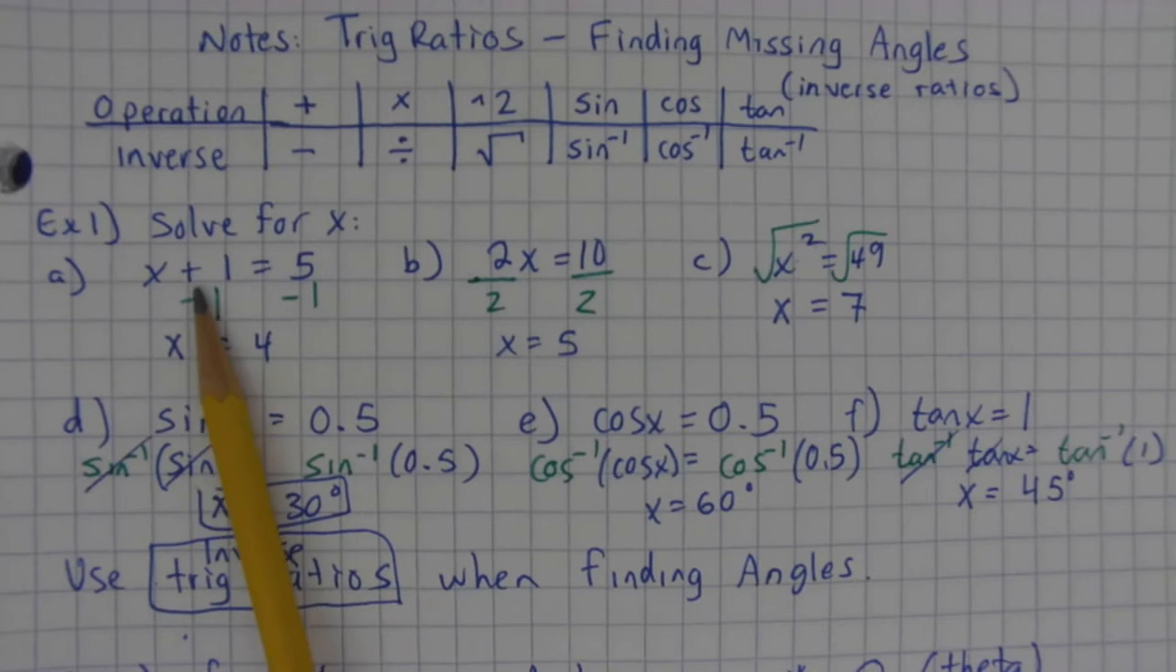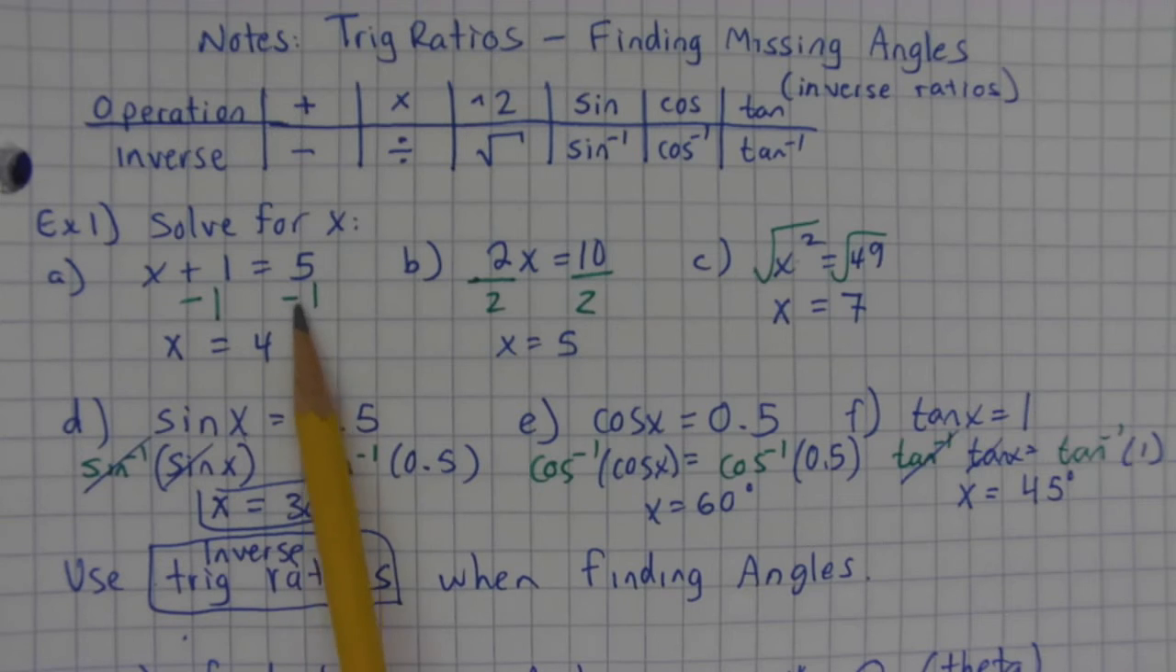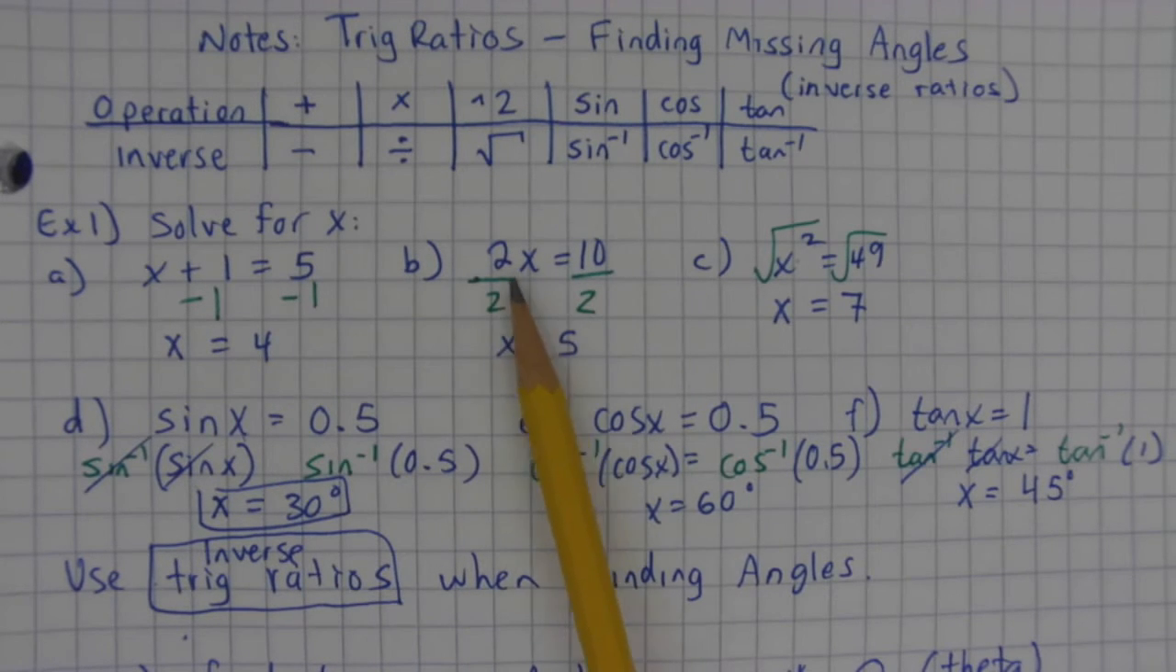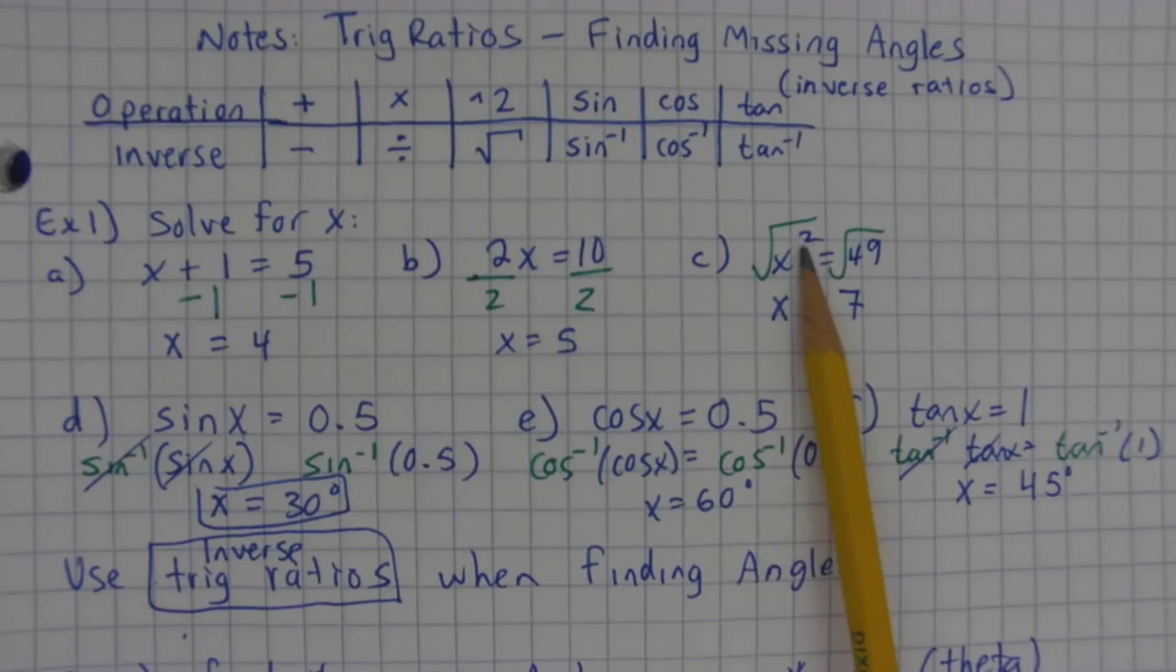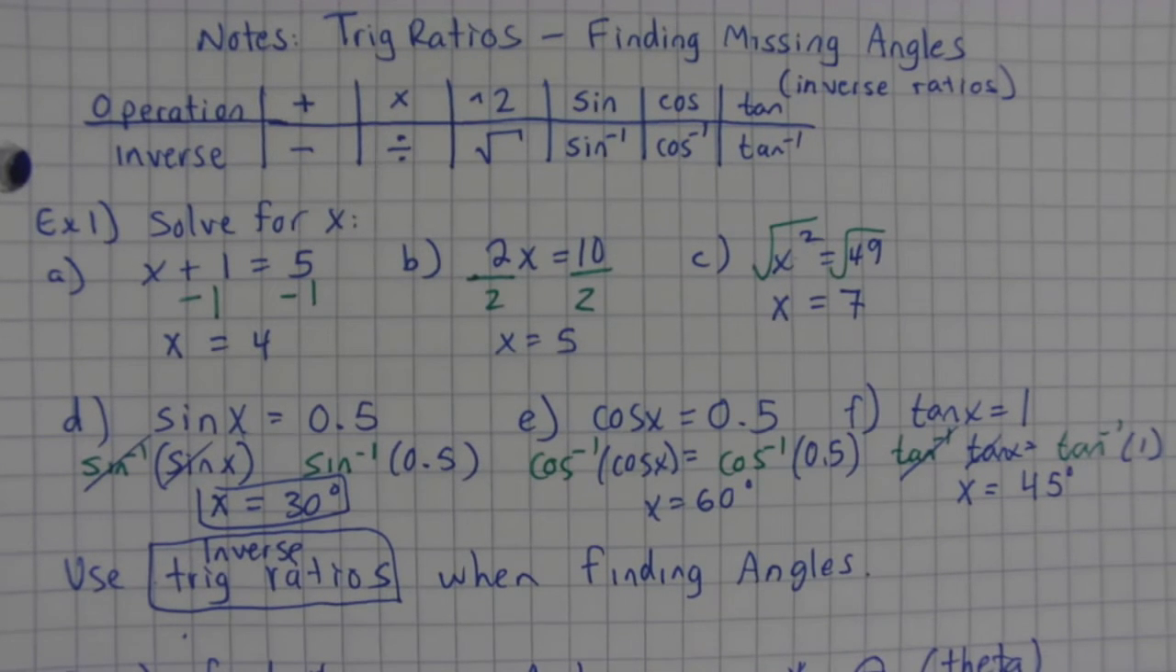So when we have x plus 1, the way you get x by itself is to subtract 1 from both sides. Similarly, when you multiply by 2, you divide both sides by 2. Square rooting both sides to get rid of the square. And that's how you isolate x in different circumstances.